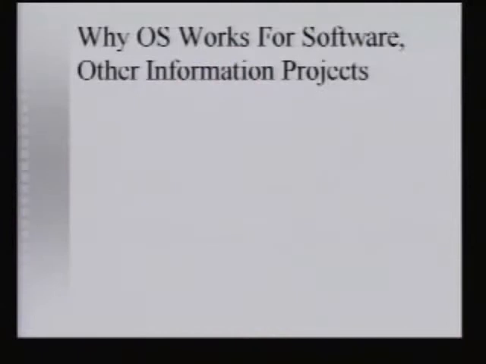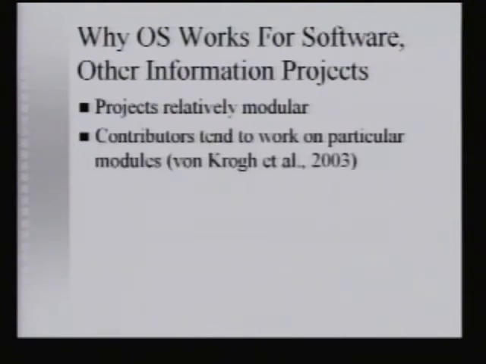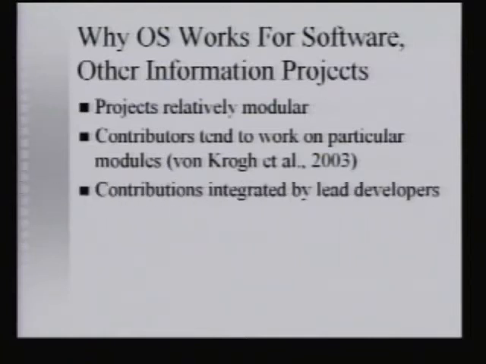So why does open source work for software and other information projects? Well, as many people have pointed out, these projects are relatively modular. The information task is well understood. It can be divided up, done independently, and then put back together again. In another economist study, contributors tend to work on particular modules. There's fairly good empirical evidence of that point as well. The contributions are then integrated by the lead developers. The lead developers become lead developers by establishing their particular skill based upon the contributions that they make.